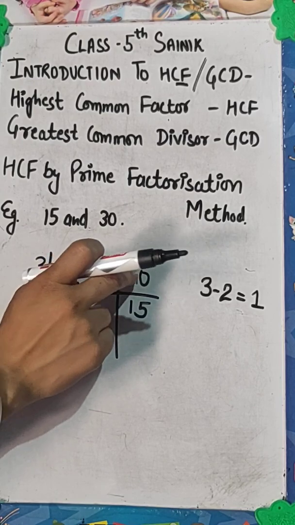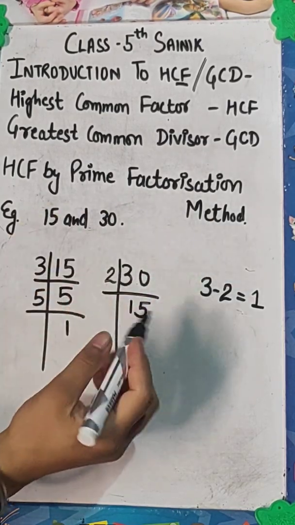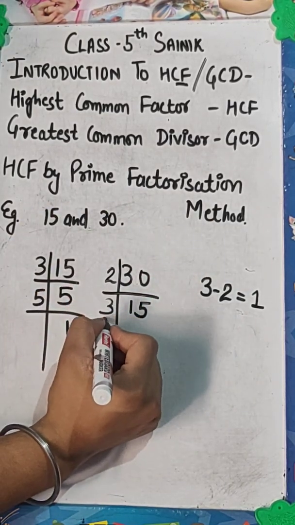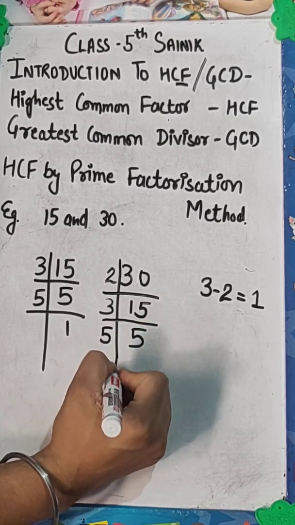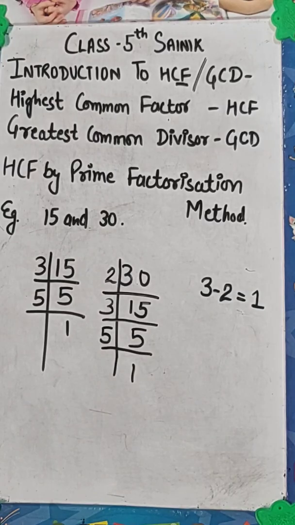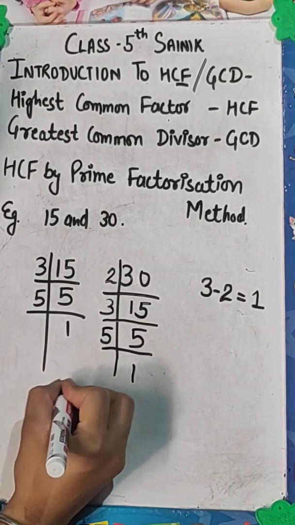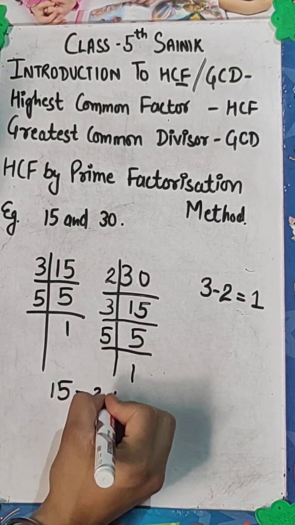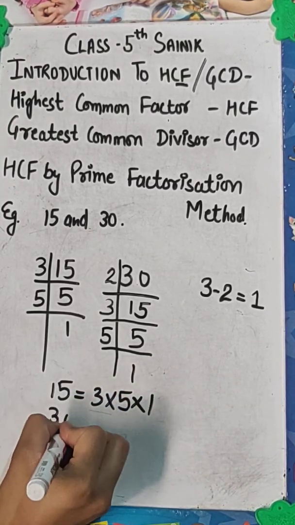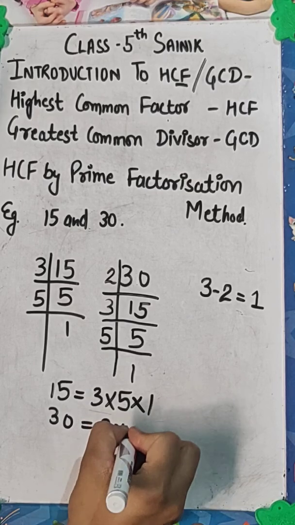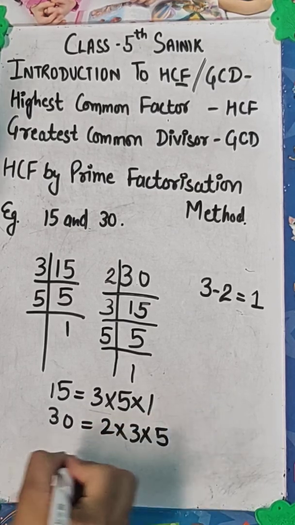10 will come on 5 in the table of 2. Now again we are having 15. It goes on 3. 3 5s are 15. Now it goes on 5. 5 ones are 5. Now you can write 15 as 3 into 5 into 1. After that you can write 30 as 2 into 3 into 5.